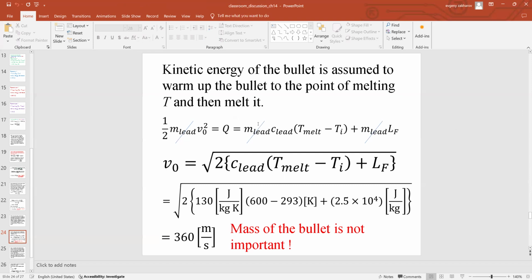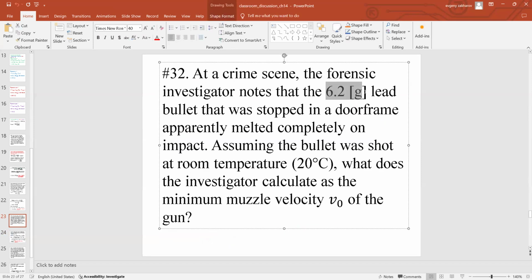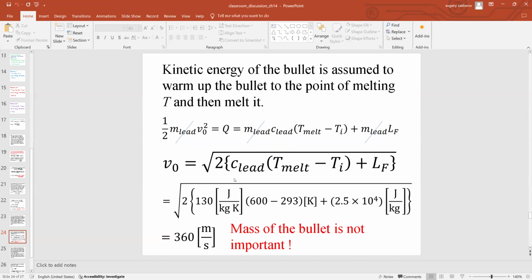Fun fact, you can see the mass cancels, and it's not about the mass of a bullet, even though it's given, but just the thermodynamic parameters that you can find in a table.